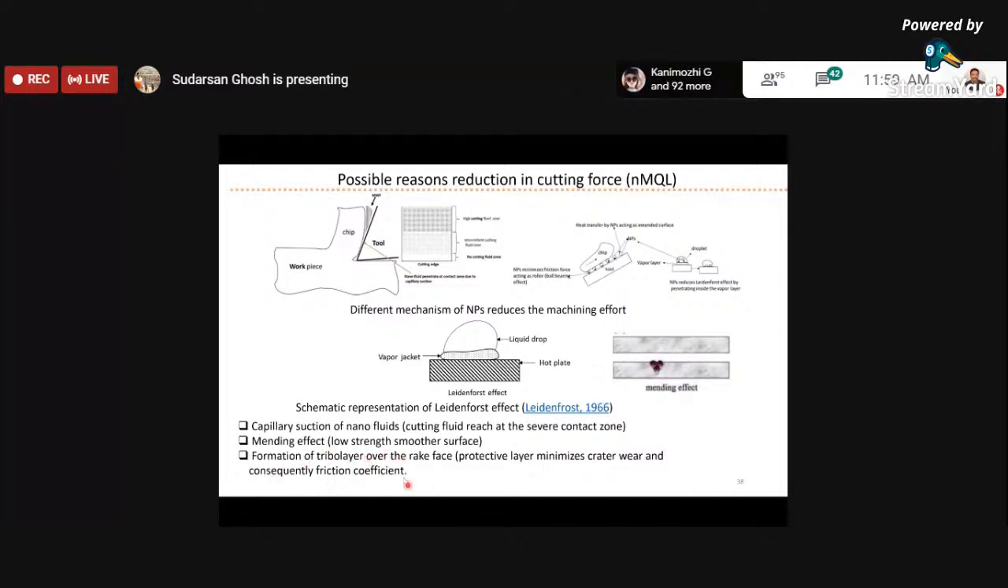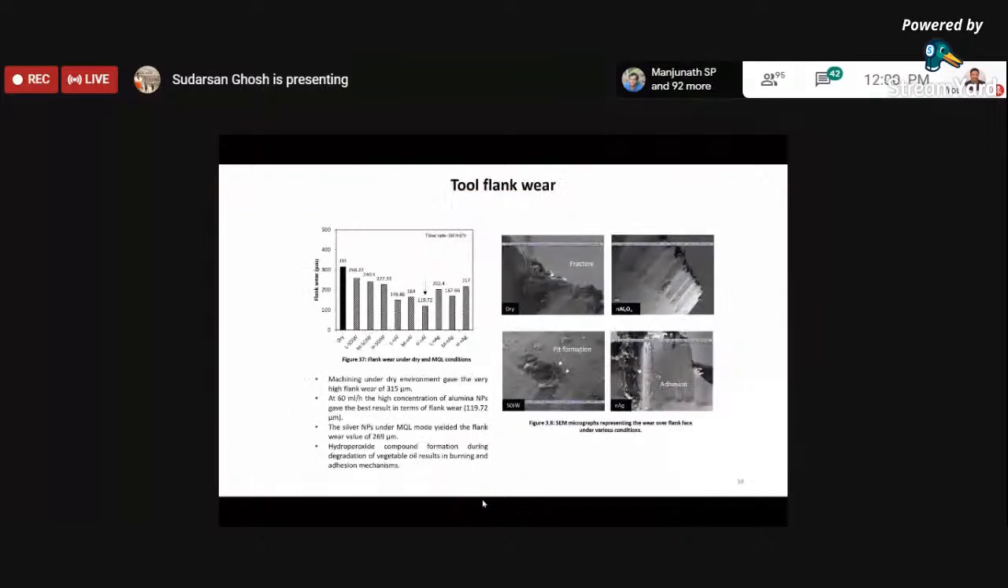Also, as we have seen, sometimes these nanoparticles, because of the temperature and the forces coming up, can produce some tribo layers, and these tribo layers again can reduce the frictional component of the forces, so thereby the forces can be decreased. So that is how the usage of nanofluids during the machining process can help in minimizing the cutting forces.